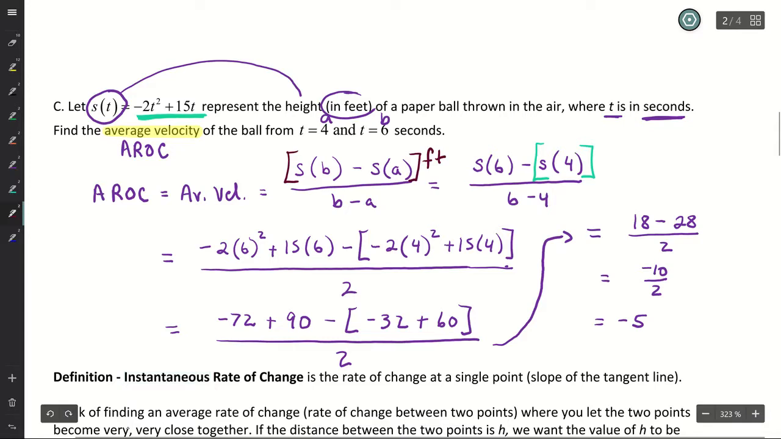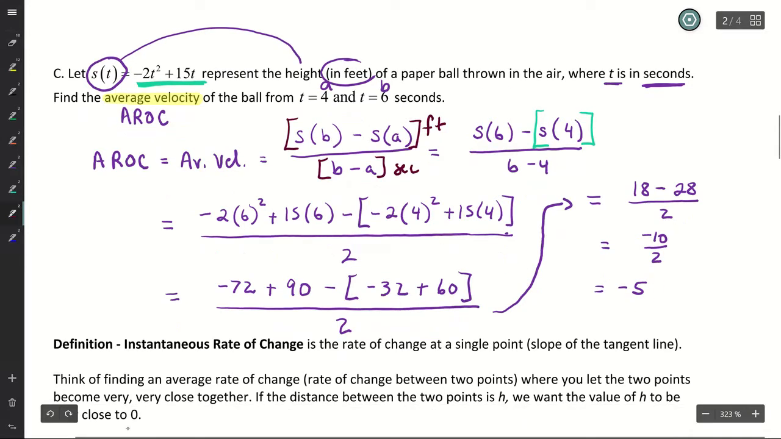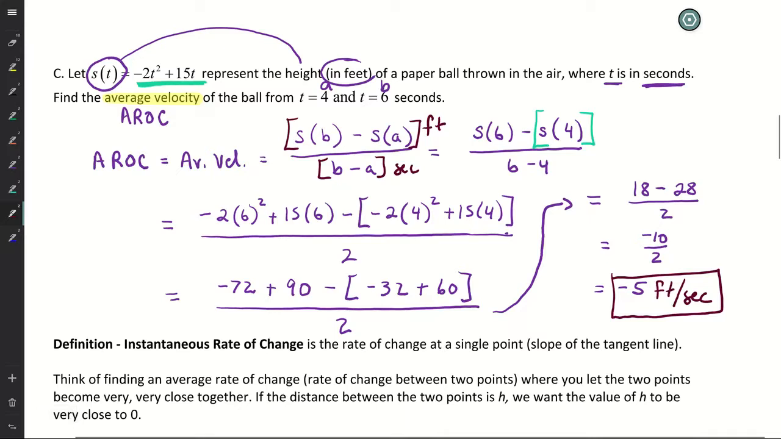So if we look at the units in the denominator, that would be seconds. And so when we get done, the negative 5 is in the units feet per second. So it's important that when we have a word problem, we make sure we put the units on when we get finished. So this one, we know that we have a negative correlation, meaning that something's decreasing. It's decreasing at a rate of negative 5 feet per second.